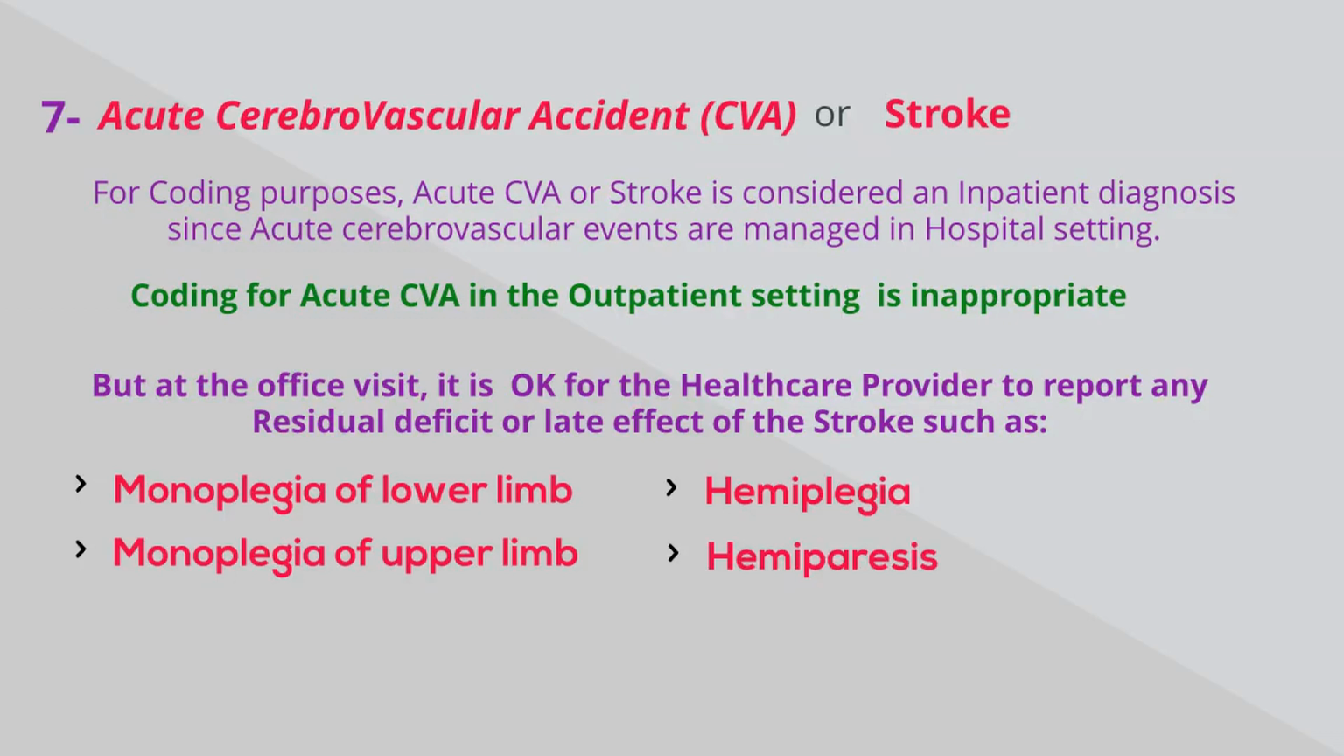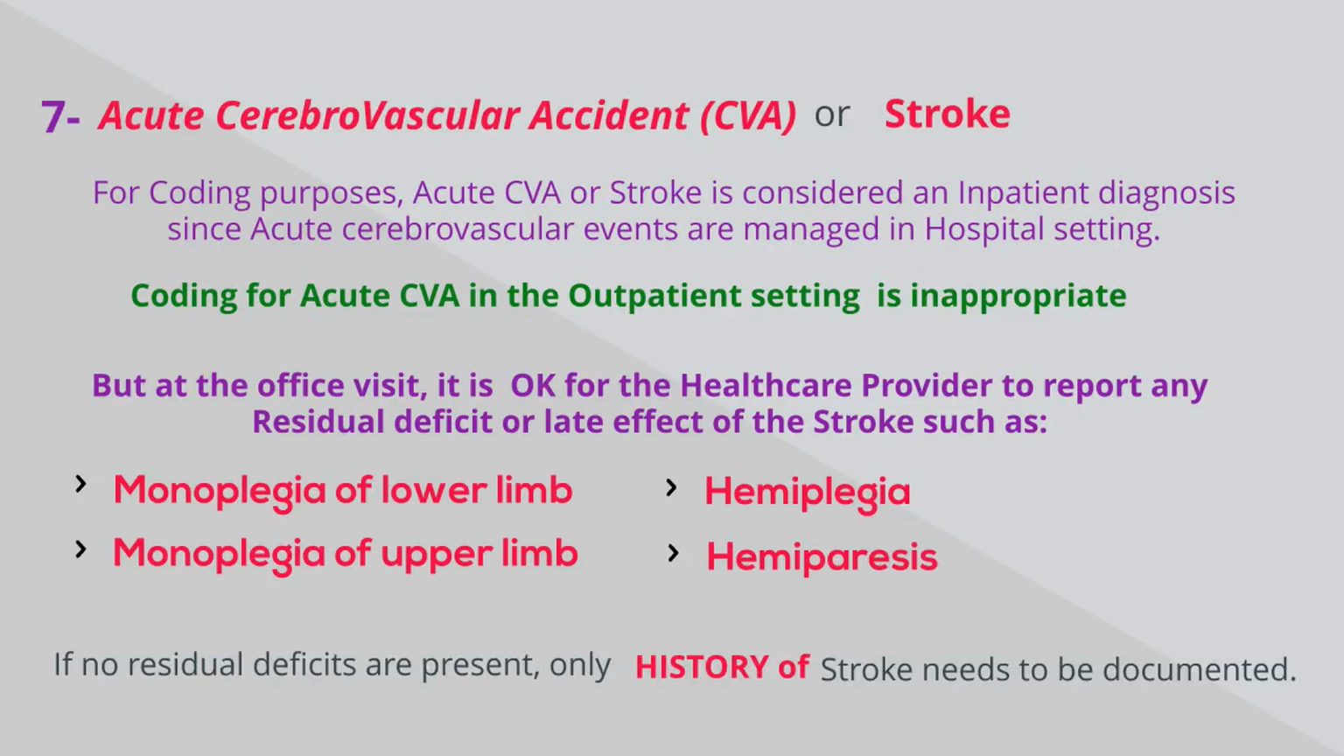Identify if the initial event was hemorrhagic or ischemic. Emphasize all extremities that are weak from the stroke. For patients experiencing hemiplegia or hemiparesis from the stroke, document which side is dominant and affected. If no residual deficits are present, document history of CVA or history of stroke.